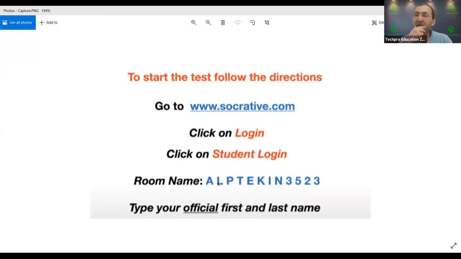The Socrative is open now for you. I think 10 minutes will be enough. 10 minutes later, I will start to solve the questions. I am sharing the Zoom link again.